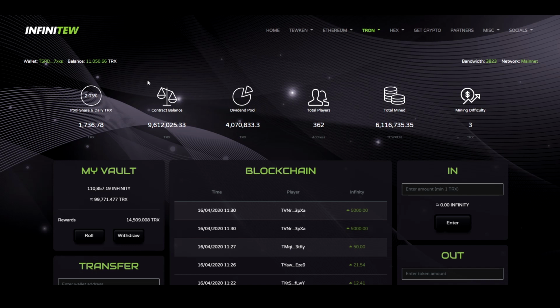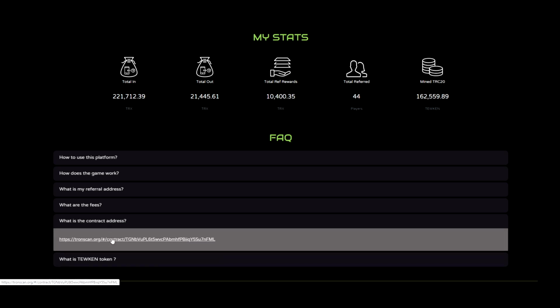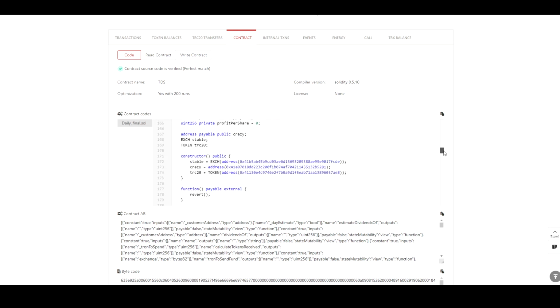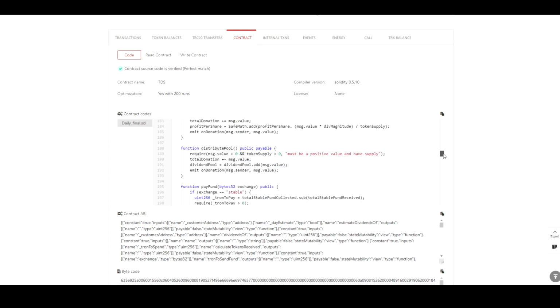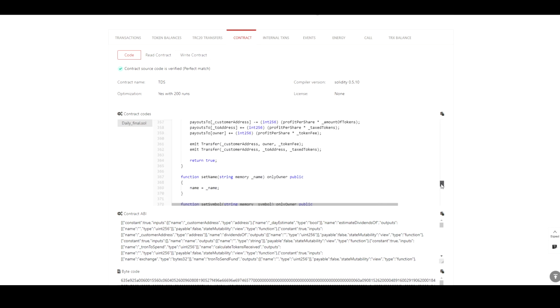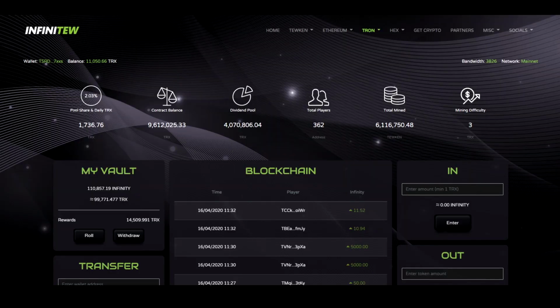I also want to say that there are no guarantees with this platform, but this contract is completely open source and can be viewed on the website here in the frequently asked questions. You can see all of the code here and get someone to look over it for you, or if you're knowledgeable, you can go over it yourself and see that there are no exit scams or anything illegal in this contract.